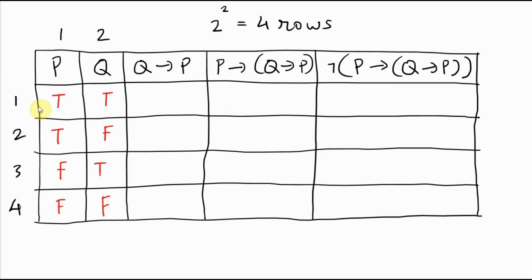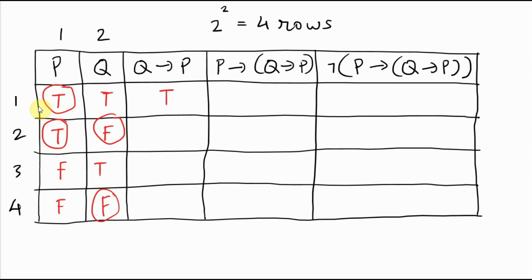Now using these two values for P and Q, we have to find the truth value of compound propositions like P implies Q implies P, not of P implies Q implies P. We have to find values for each column, and the first one we start with is Q implies P. So P is true, Q is false. Whenever Q is false or whenever P is true, this is going to be true.